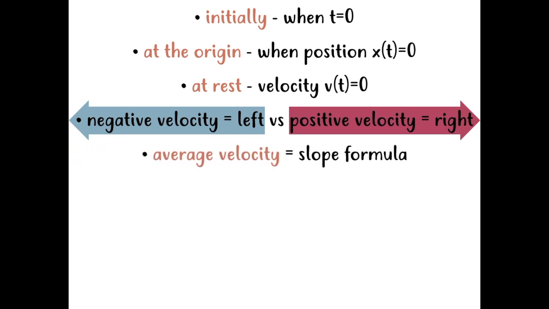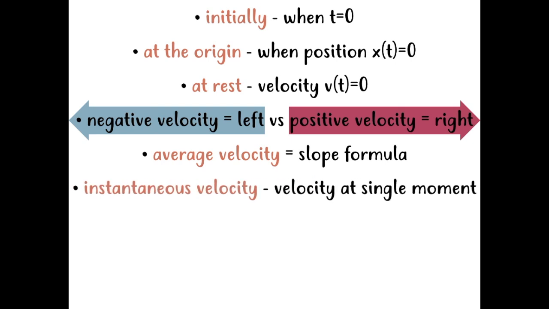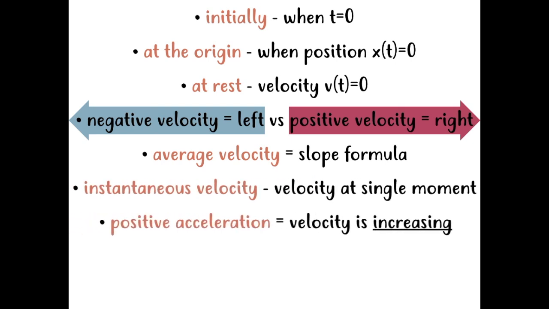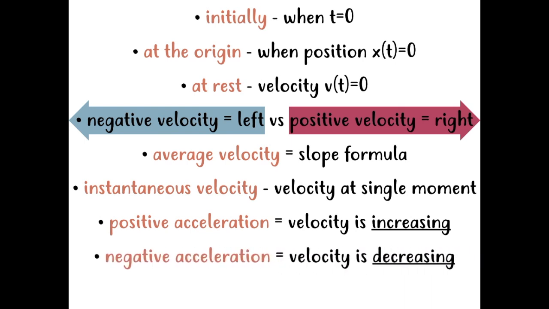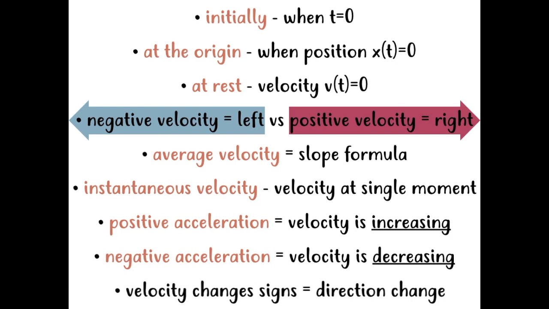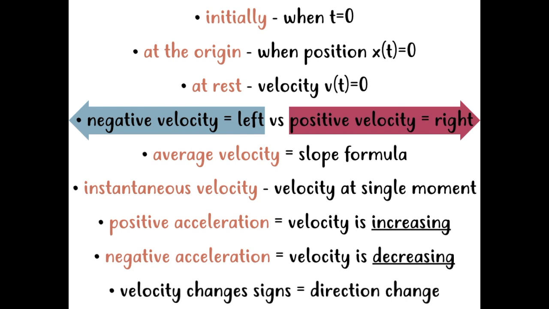Average velocity is using the slope formula, which is the change in position over change in time, or y2 minus y1 over x2 minus x1. Instantaneous velocity is velocity at a single moment. Positive acceleration is when velocity is increasing, and negative acceleration is when velocity is decreasing. When velocity changes signs, that means there is also a direction change.